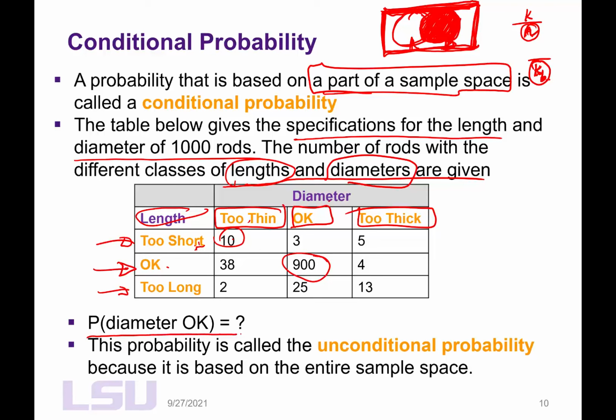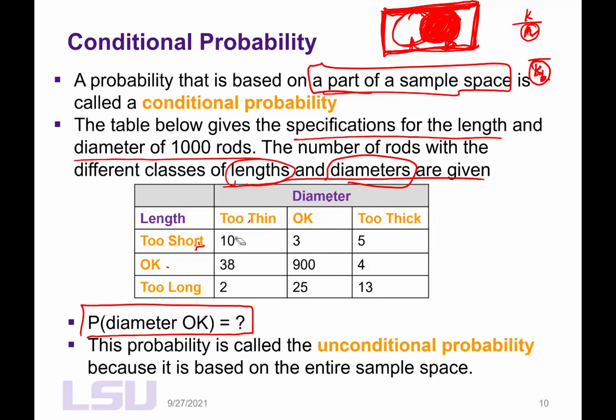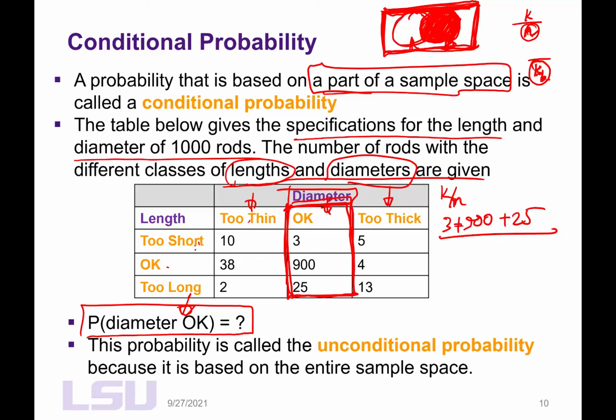So first question, what is the probability that the diameter of the rod is okay? So where is diameter? Is it on the X or the Y axis? Diameter is on, this is it. These are the diameters. They're either too thin, okay, or thick. So we're asking for the probability that diameter is okay. So we're looking at this column basically. So again, it's K over N. So what's K? All possible outcomes for this event that the diameter is okay. So that's 3 plus 900 plus 25. That's K. So what is the total number of outcomes? 1,000 rods. Or add up everything. Adding up everything is 1,000. That's the total number of outcomes.